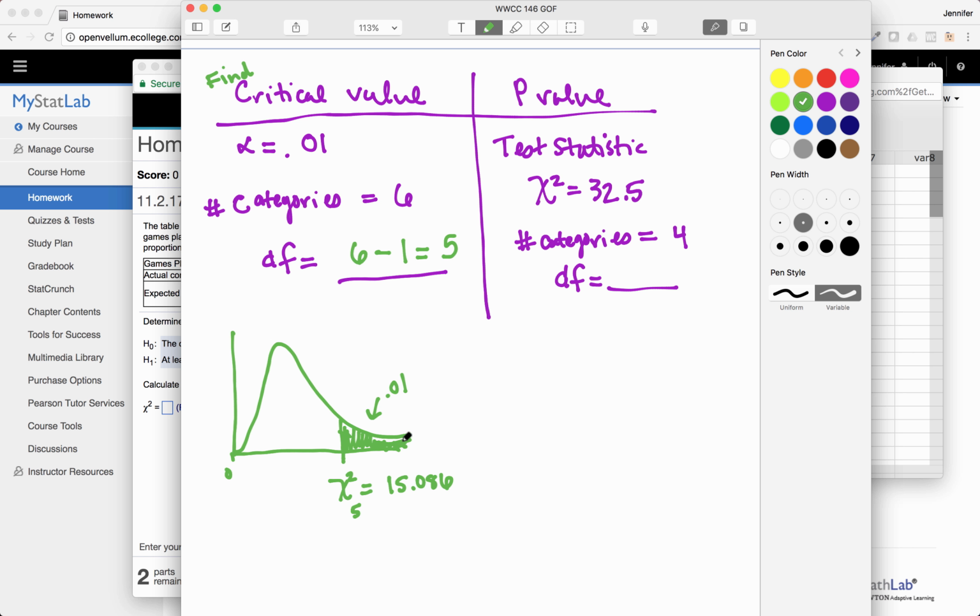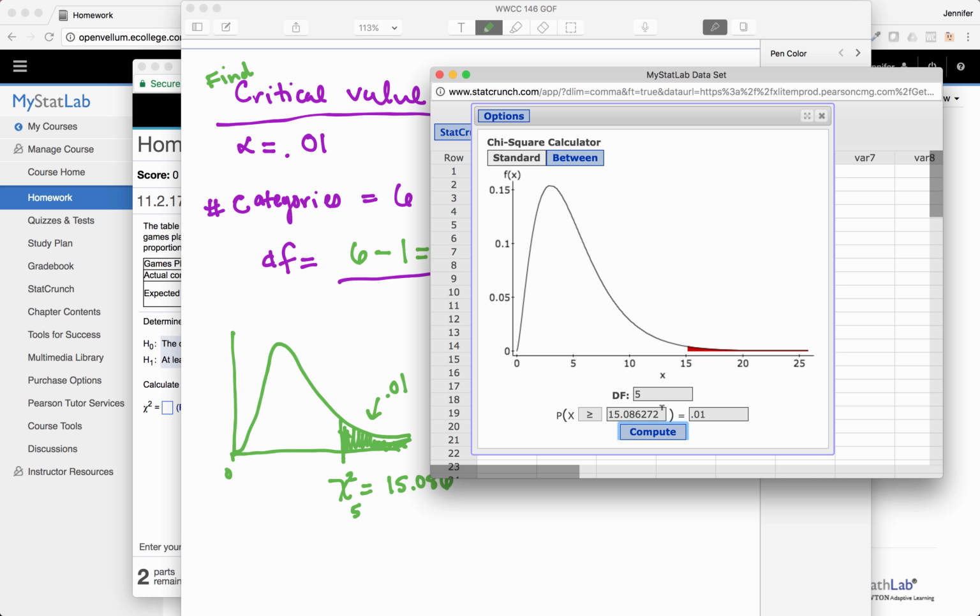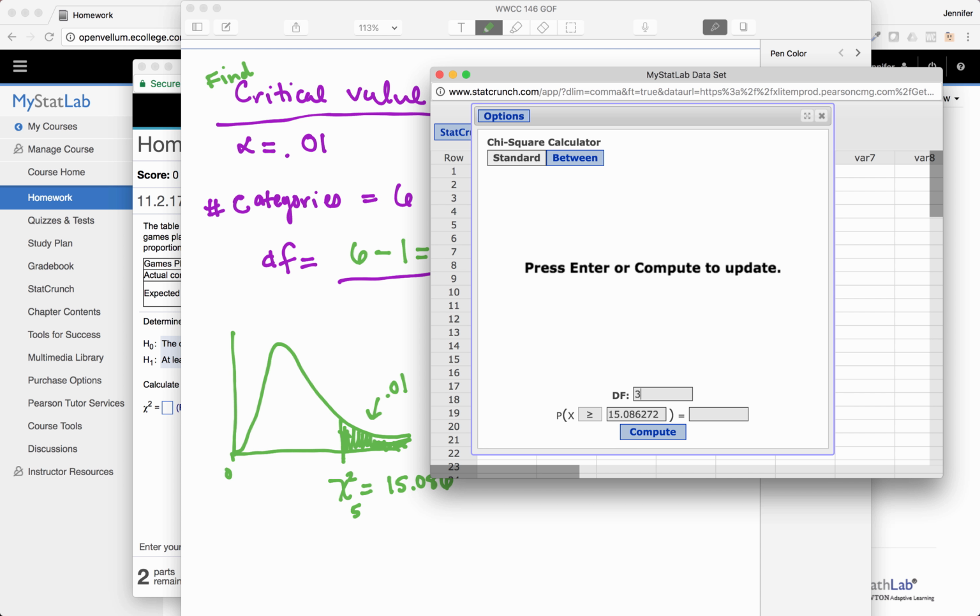hypothesis. So let's do the opposite, and let's say you need to compute a p-value. So you are given the test statistic, and you have your number of categories, so we'll need to compute the degrees of freedom. So just like we did before, we'll take 4 minus 1, so we have 3 degrees of freedom. Now this is where we fill in the other part of the box. We're going to put in 3 degrees of freedom, and I want to find the area in the right tail, because p-values for the chi-square goodness of fit test are always on the right side, so keep the greater than or equal to sign.